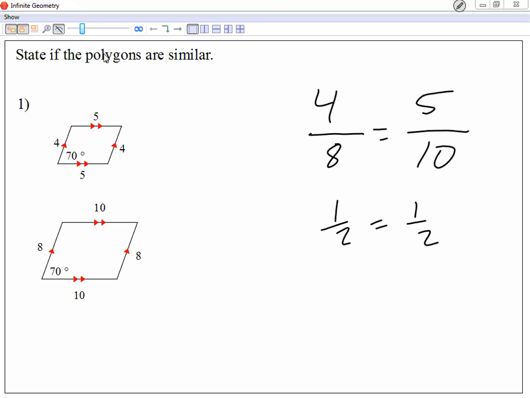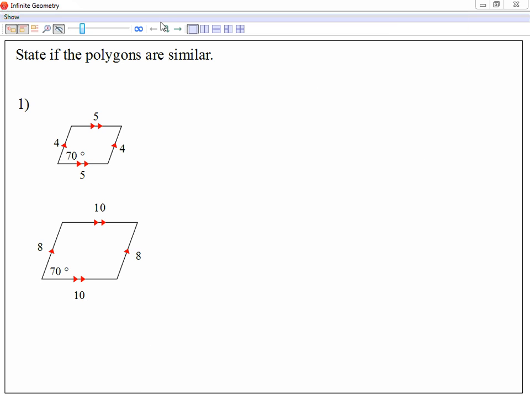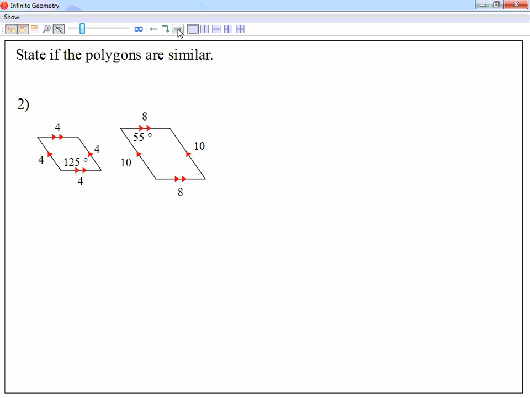So the question is, state if the polygons are similar. I'm going to say similar. Yes, they are similar. Remember, the angles have to be the same, and the sides have to be proportional. Let's take a look at question number 2.